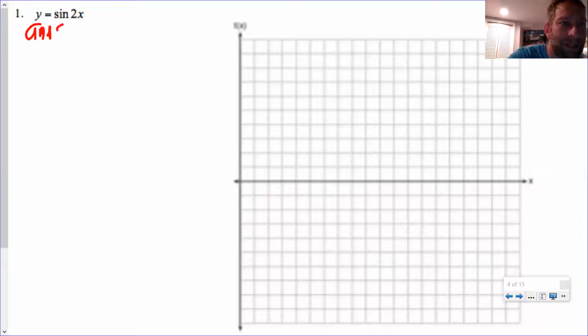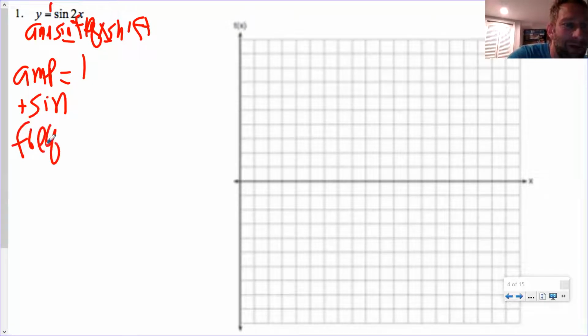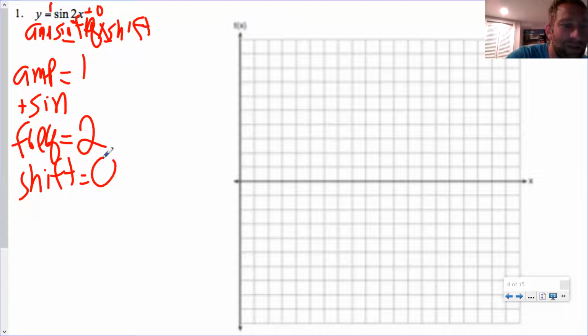Amp, sine, freq, x, shift. So my amp is what's in front of sine or cosine. What's in front of sine or cosine? 1. It's positive sine, since it says sine and there's no negative. My frequency is between the sine and the x. What's between the sine and the x? 2. So I know in the previous 2 lessons, our frequency was always 1. Not going to be the case here. My shift is what comes after the x. What comes after the x? Nothing. So my shift is 0.